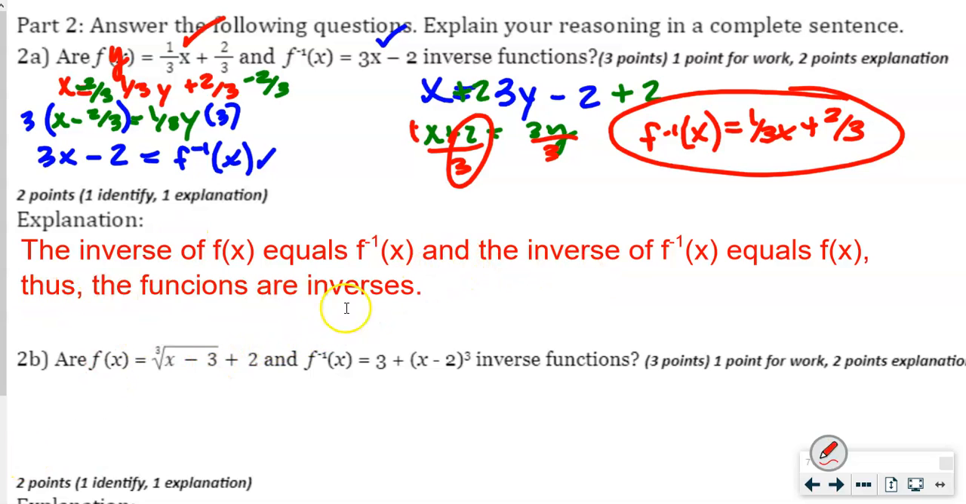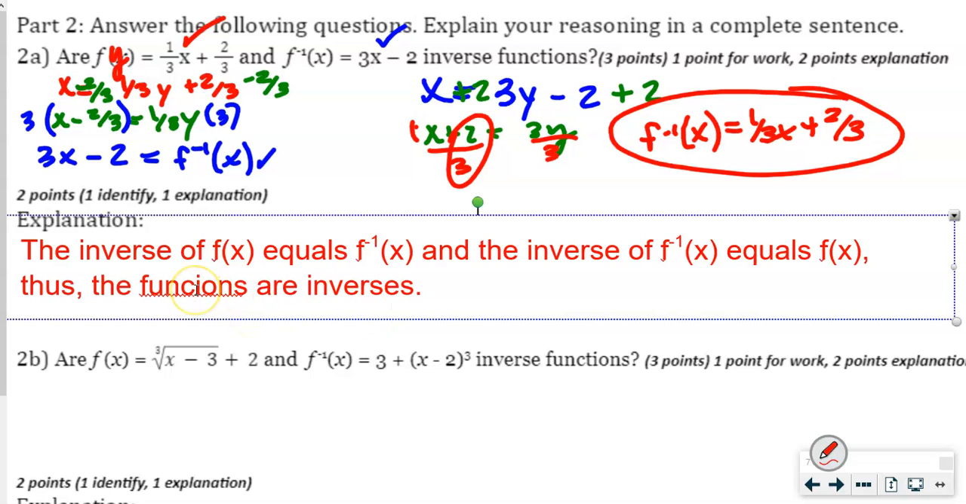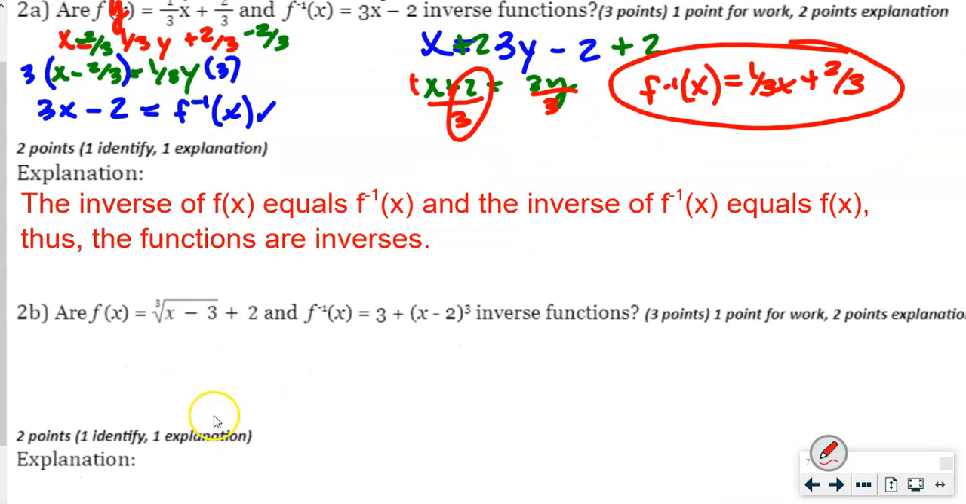And there's the thus, the functions. Oops, didn't spell it right. Let me put a t there. The functions are inverses. Okay? All right, let's do the next one down here.